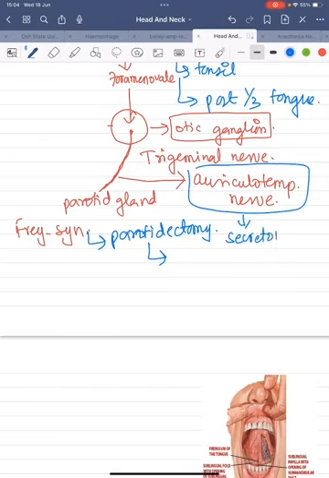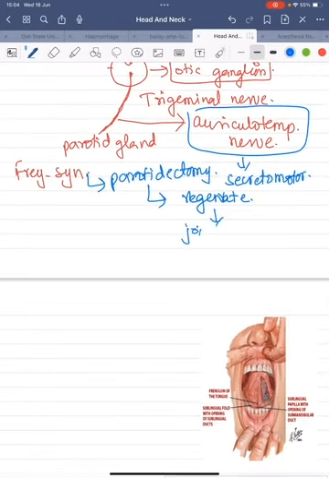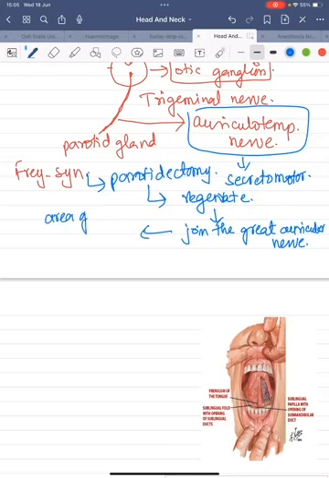So this auriculotemporal nerve starts to regenerate. And when it starts to regenerate, what is going to happen? It is going to join the great auricular nerve. Okay, great auricular nerve, which is innervating the skin around the parotid gland. So when it joins the great auricular nerve, it is going to cause stimulation of the sweat glands and cause hyperemia in the area of the skin supplied by this nerve.